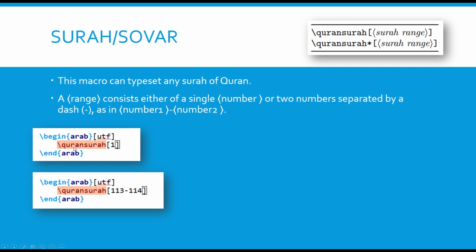In the arab environment, you can use the \quransurah command. The \quransurah with 1 in the brackets will write the first surah of the Holy Quran. Similarly, in the next example, \quransurah with 113 to 114 in the brackets will write the last two surahs of the Holy Quran. Let's see this in TeXstudio.